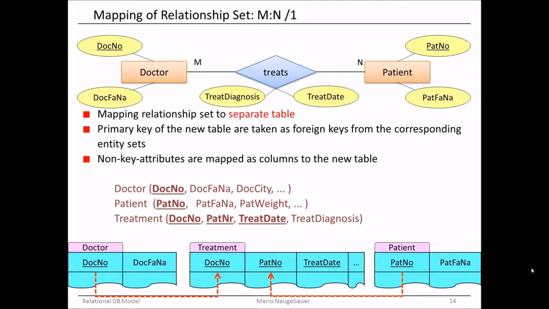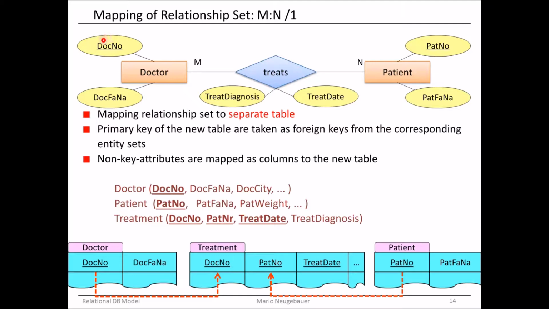Now let's have a look at the mapping of a relationship set with the cardinality M to N, and here especially with attributes in the relationship set. So we have added attributes here in the relationship set. Again, a scenario from our hospital. A doctor is somehow related to a patient or to many patients.